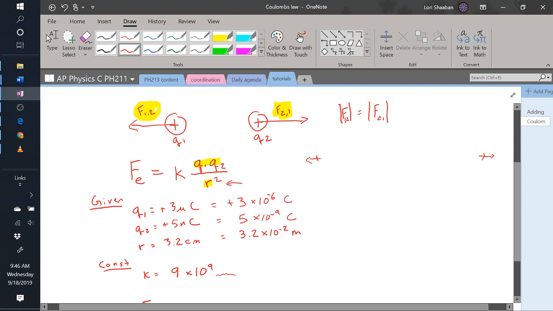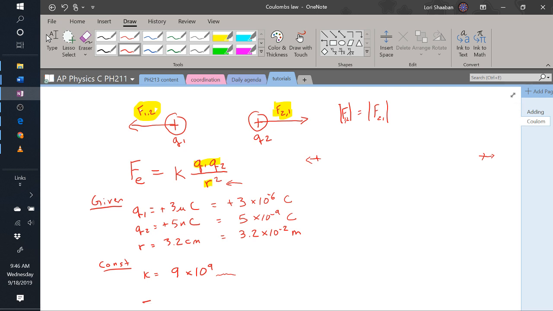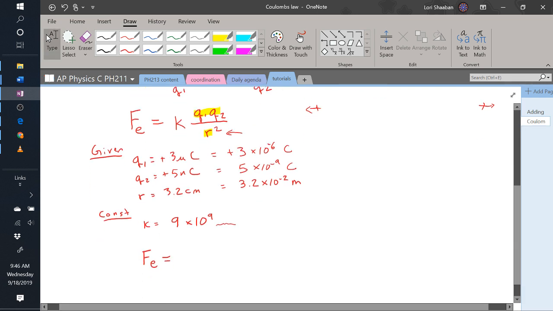Now, there's this K, because I said proportional, right? So there's this K proportion. It depends on how easily the electrostatic field can be transported in the medium, and in the air it's a 9 times 10 to the 9th. We'll look at the units in a minute.